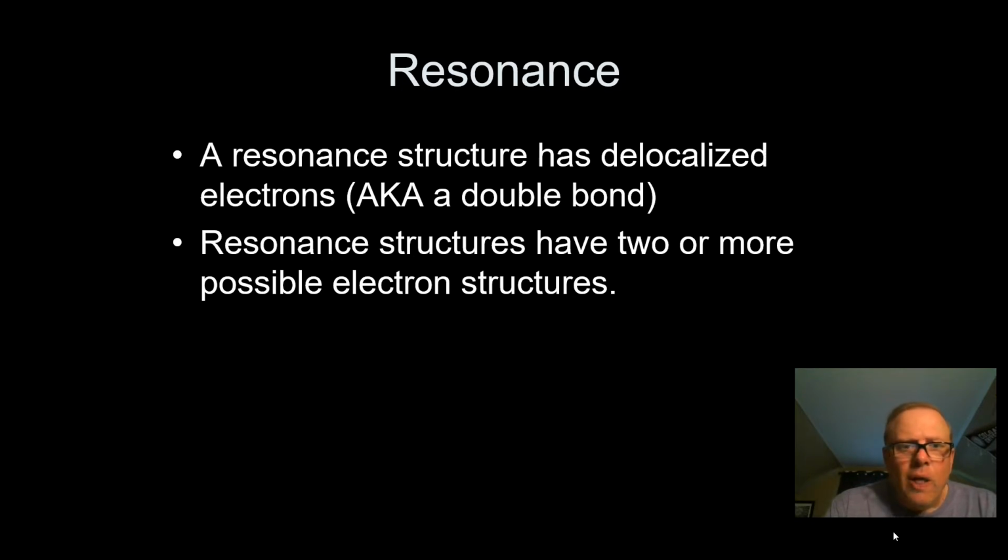And the resonance structure will have two or more possible electron structures. So in other words, we might be able to write that double bond at two different places and still be successful, still have an octet for everybody. So that's what resonance is. It is not isomerism. It only involves double bonds. Let's see what this looks like.